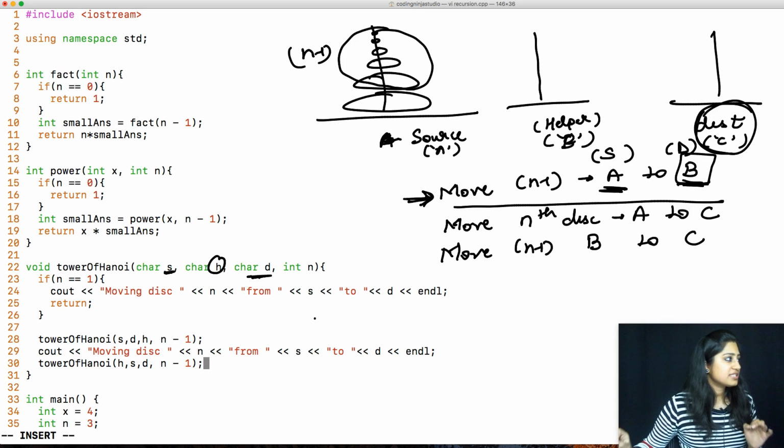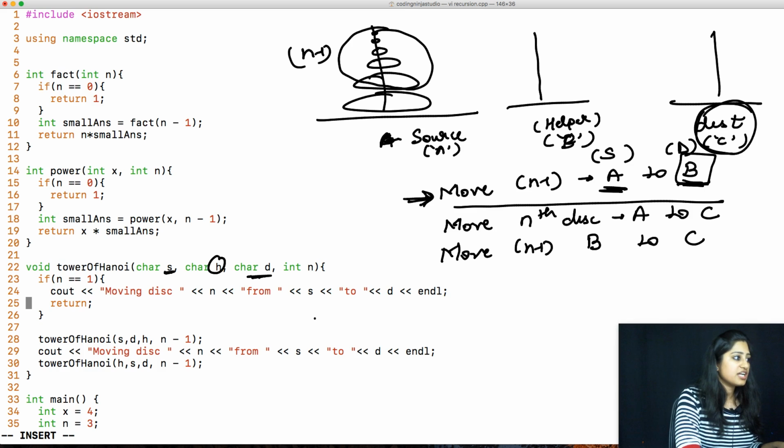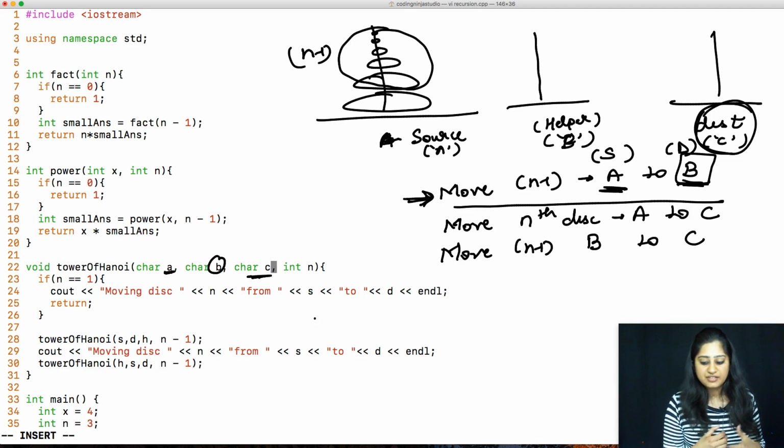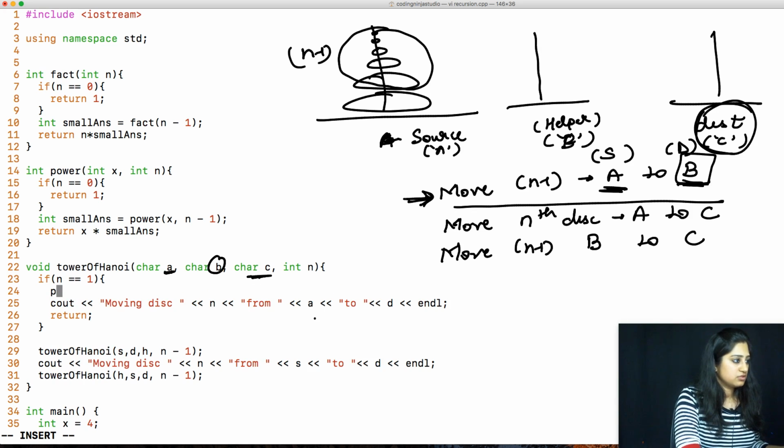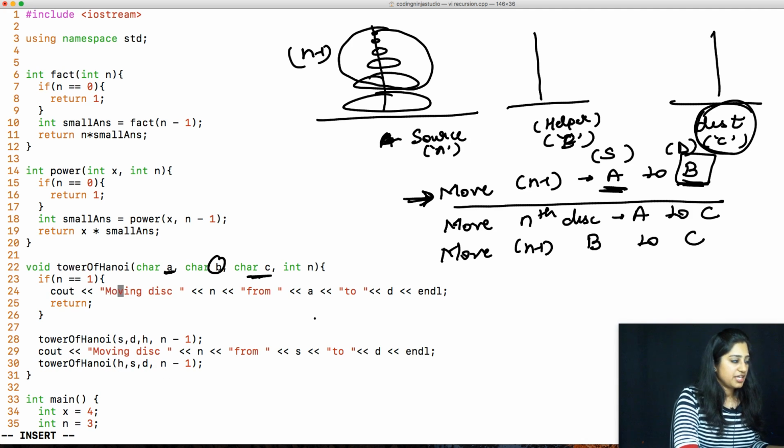And these A, B, C are just the titles. These are just the names of the rods. Okay, so let me do one thing. These characters might confuse you. So this is A. I'll just rename them as A, B and C. I hope that will give you clarity on what we are trying to achieve. If there is only one disk, I simply have to move it from A to C.